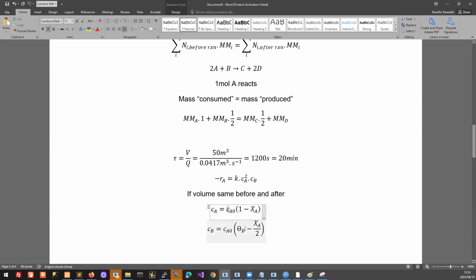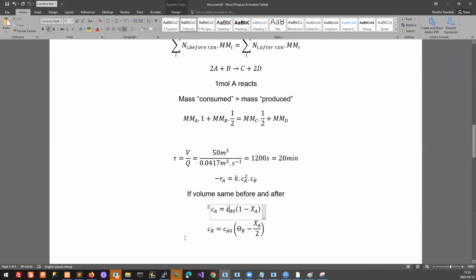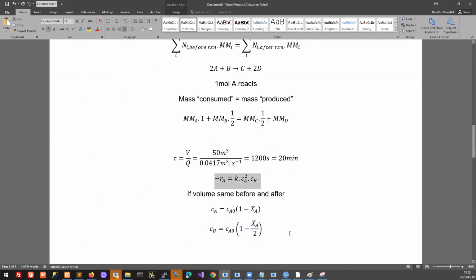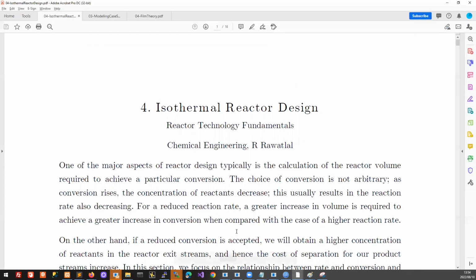Now for our problem, we are given that it's 30 moles per cubic meter for A and for B. So theta B is 30 divided by 30, so that's a 1. So we can replace this by a 1 here, right? And so our kinetic rate expression looks like this. We can replace all this by this, so we need to say this one squared.